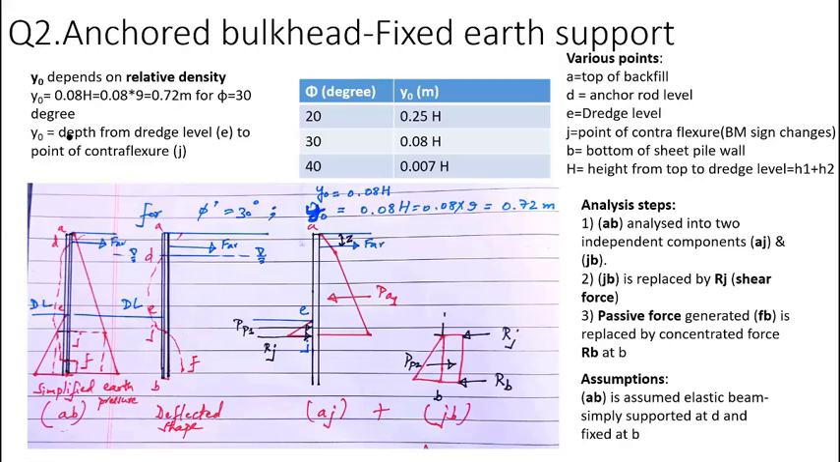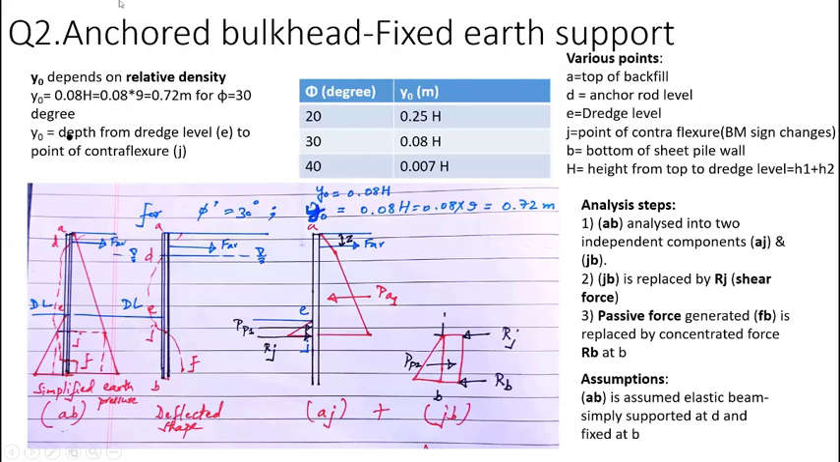But in case of fixed earth support analysis, this Y0 depth is dependent upon the relative density, meaning what is the compactness of the soil at that stage. So it changes with the internal friction angle. When it is 20 degrees, it is like 0.25 H. So H is what? This H1 plus H2 up to dredge level, the height of the sheet pile wall resisting the backfill. For 30 degrees, it's 0.08 H. For 40 degrees, it's 0.007 H. So for the case where 30 degrees is given, it comes out to be 0.08 into 9, so 0.72.